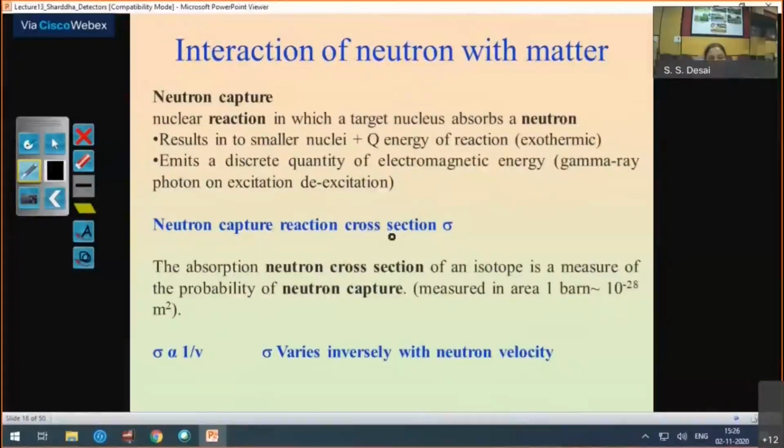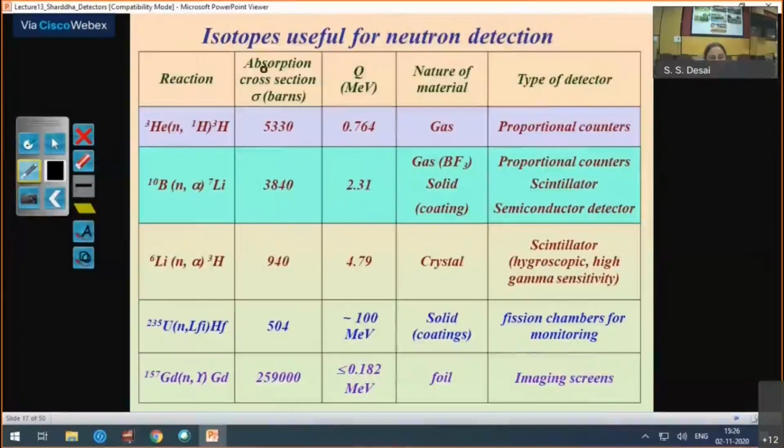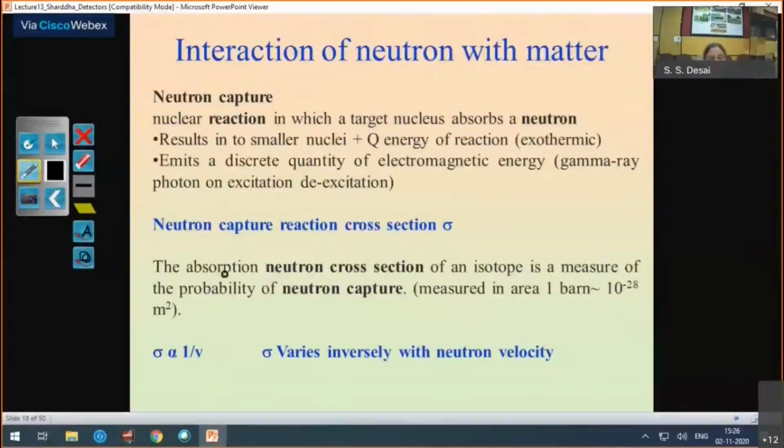This capture cross section, which you have seen in the previous slides, I have given the numbers here. Now I am explaining what exactly it is. The capture cross section is a probability, and it is measured as a surface area available for the reaction, and it is so small, on the order of 10 raised to minus 28 meters square. The unit given to it is the barn, and this cross section reduces with increasing velocity of the neutrons.